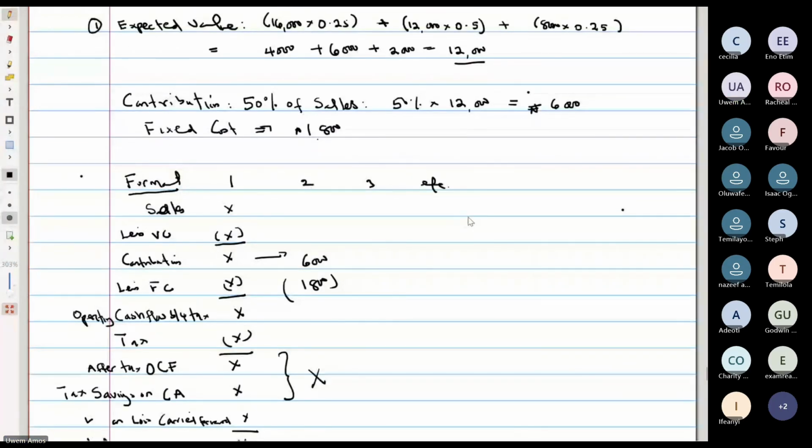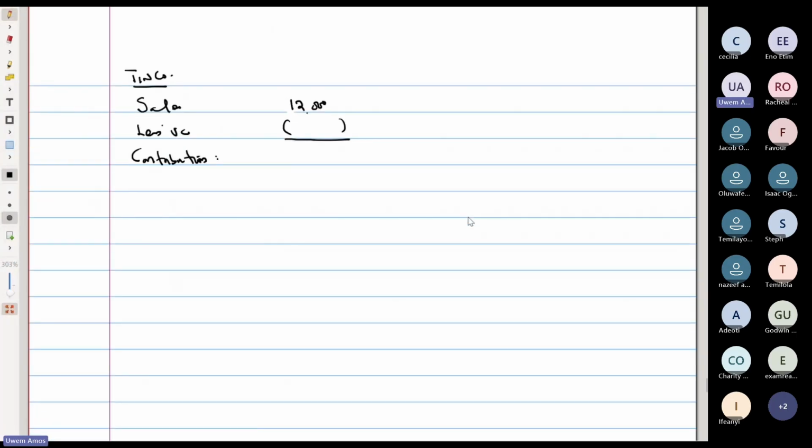We don't have a variable cost, but we have a contribution. We have a contribution given to us as 6,000. We have fixed cost given to us as 1,800, and this gives us our operating cash flow before tax of 4,200.